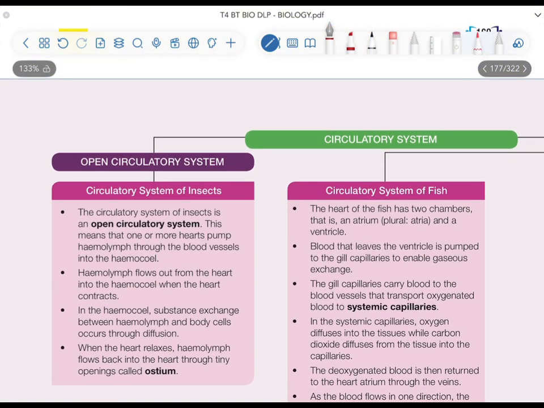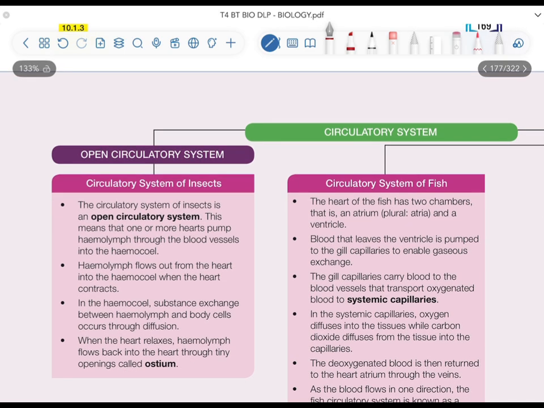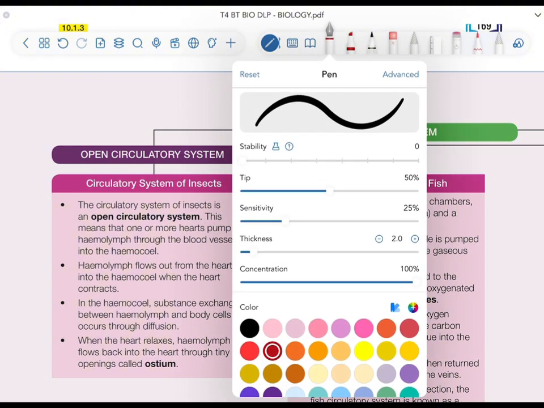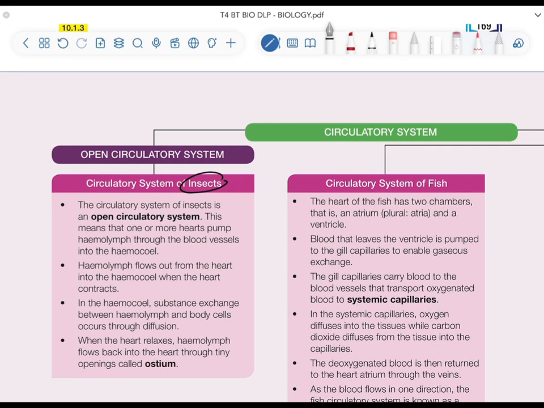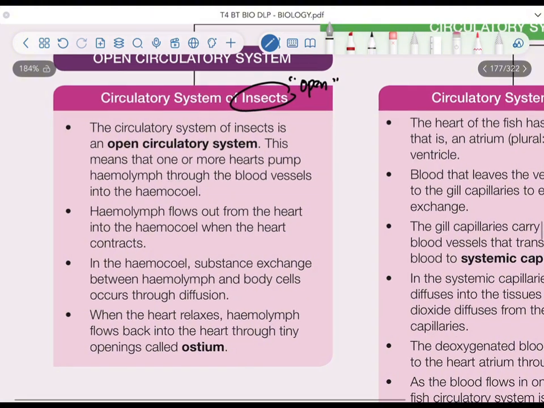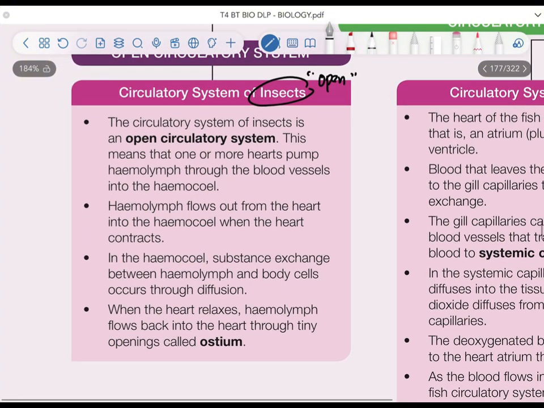Okay, so next, circulatory system. Let's look at the open circulatory system. For information, the circulatory system in insects is open. Yeah, they are just open. So the circulatory system of insects is an open circulatory system.